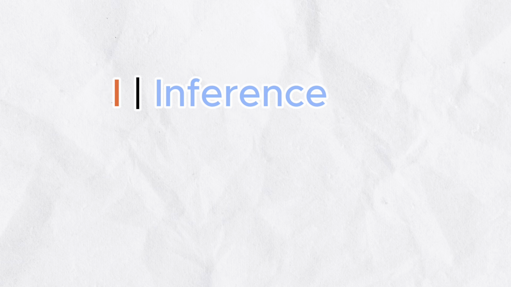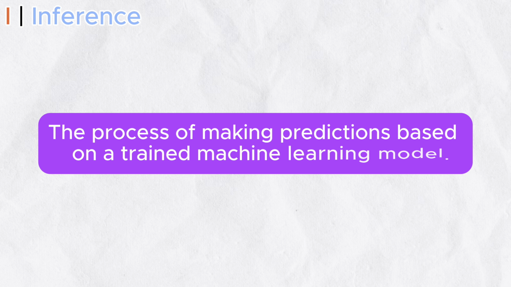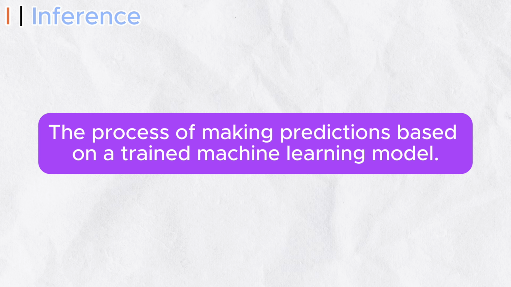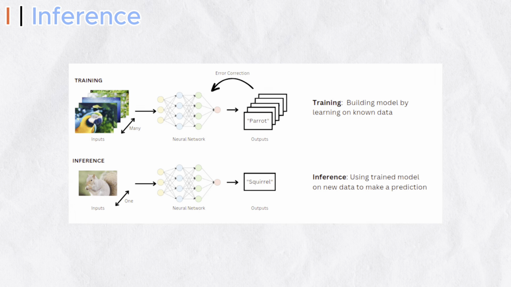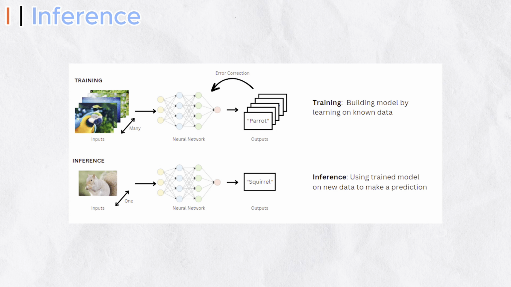I for inference. Inference is the process of making predictions based on a trained machine learning model. After training a neural network on a data set of handwritten digits, inference would involve using the model to predict the digit in new, unseen images.